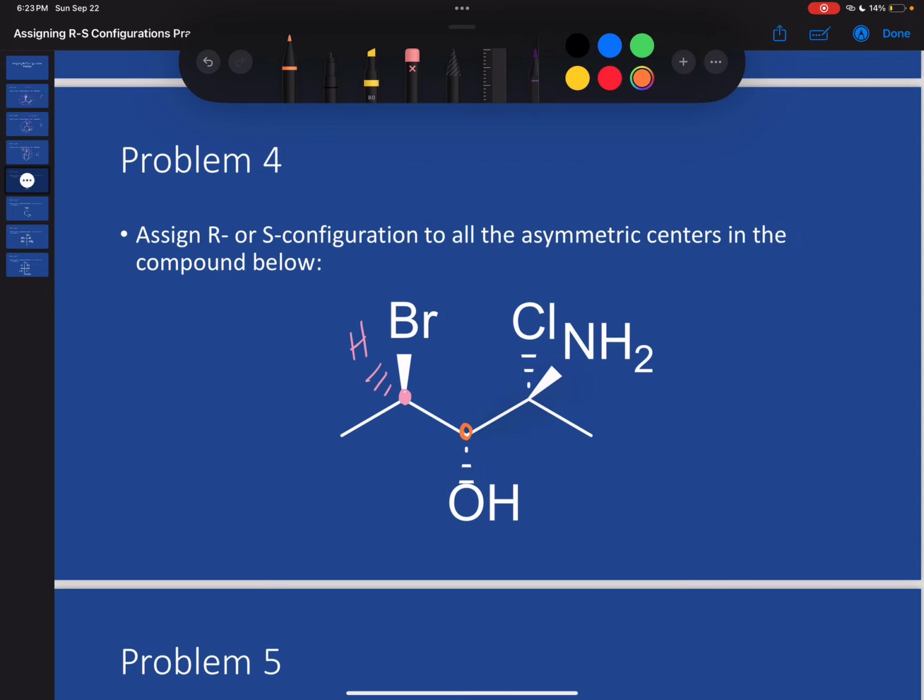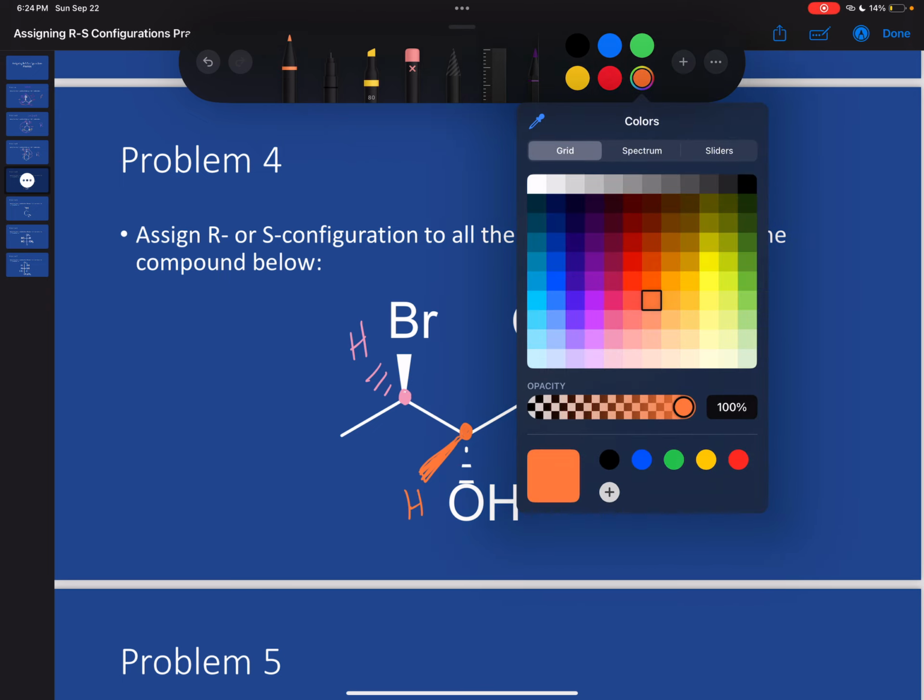Now I'm going to look here. So I know I have a wedged hydrogen here, so let's go ahead and draw it in. So I have an OH and an H. Those are different, or oxygen and H. Those are different. I do have 2 carbons, but these carbons are not exactly the same because one has a bromine, one has a chlorine. So yes, this carbon that has the OH group is going to be considered asymmetric. All right, let's keep going.